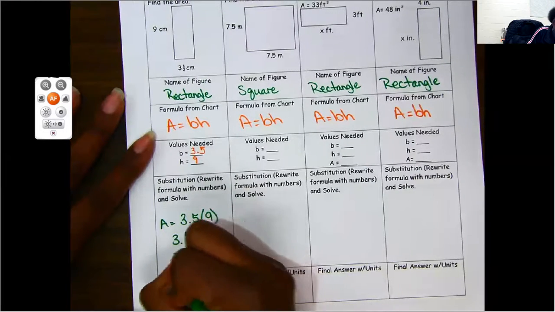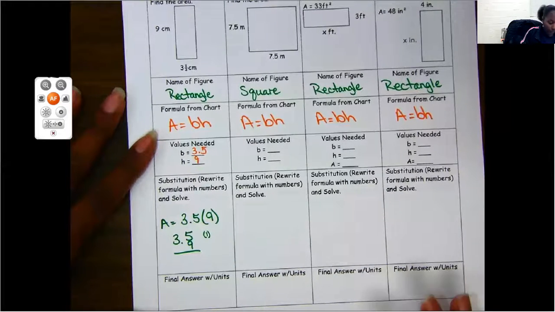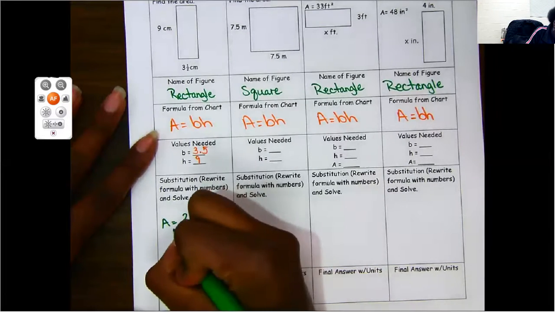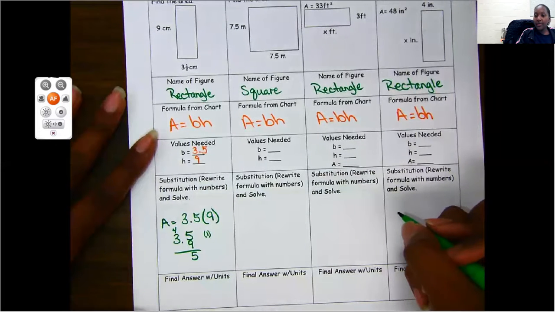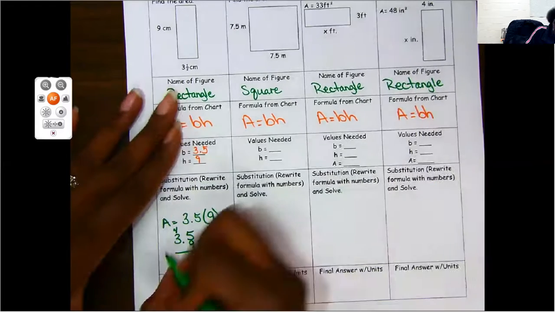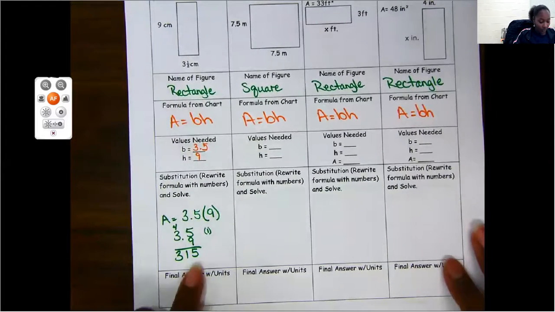3.5 times 9. I have one decimal place in there. Remember, I need that for my final answer. 9 times 5 will give me 45. Carry my 4. 9 times 3 is 27, plus 4 is 31. So I have 315, but that is not my final answer. Remember, I have to move my decimal one spot. So I'm going to start at the back.